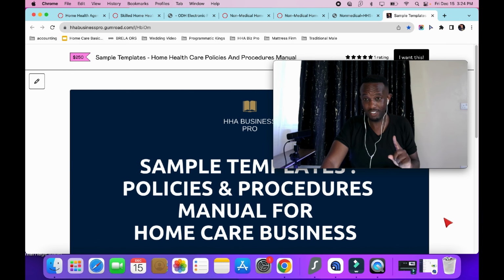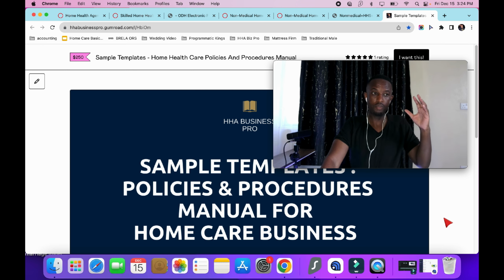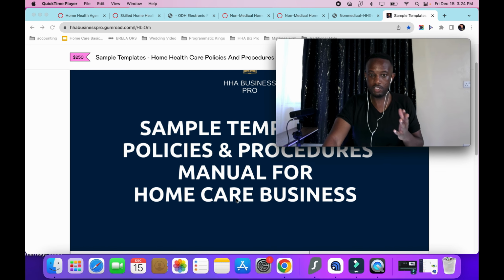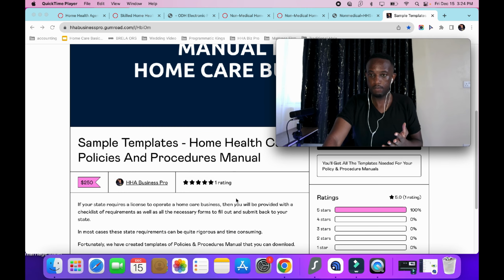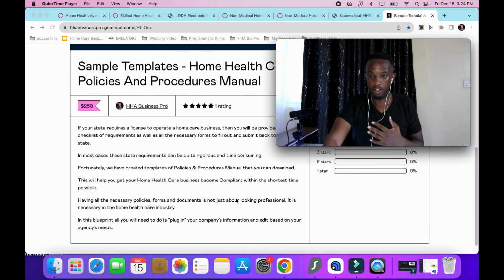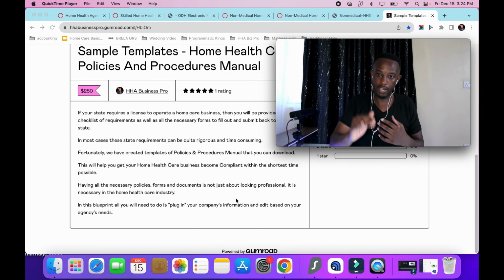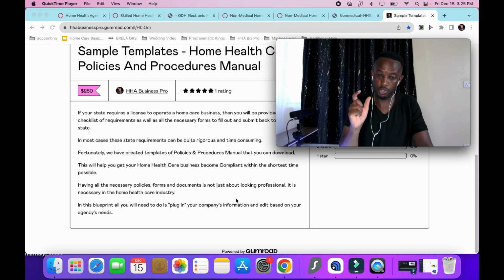We made it easy for you to deal with that. So instead of you taking weeks or even days to put together all these documents to submit to the state, we've created what are called templates. These are policy and procedure manual templates. What these are designed to do, they're designed for you to just download after you purchase. You just add your company information to them, and they should be good to go.